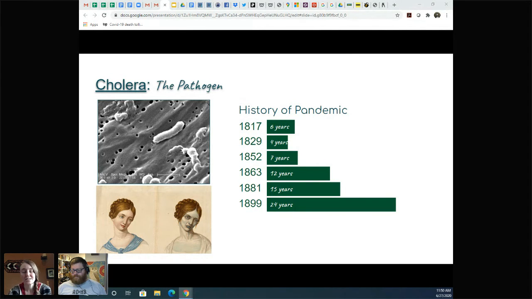So it's also really important to understand about cholera that it has a history of pandemics. We've been dealing with COVID for just a handful of months. So you can imagine a cholera pandemic, something that can kill you, you can get sick in the morning and be dead by evening, having 6-year, 15-year, 24-year long pandemics. It was a huge part of the culture around the world.